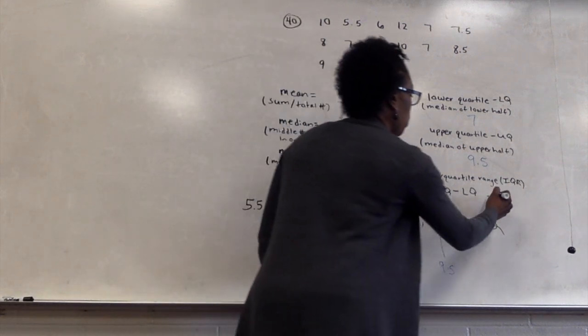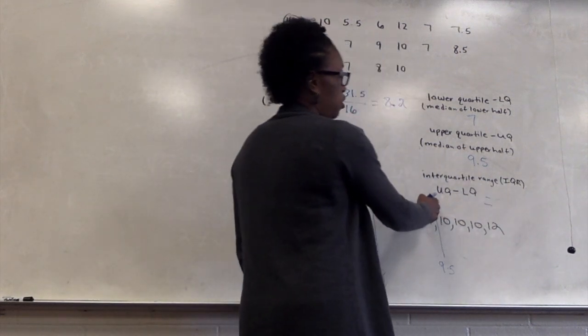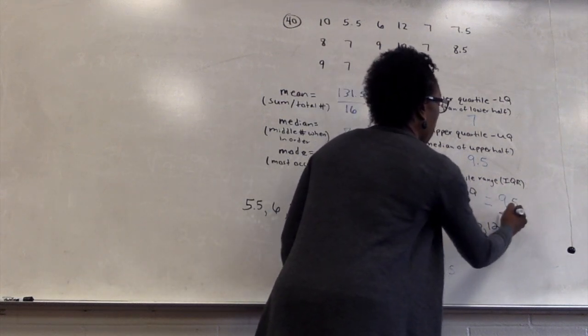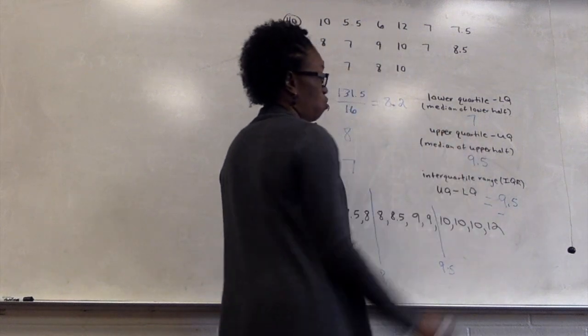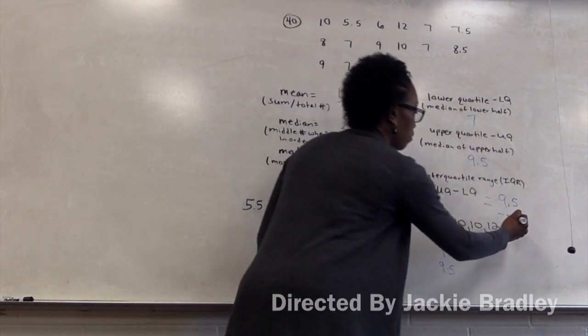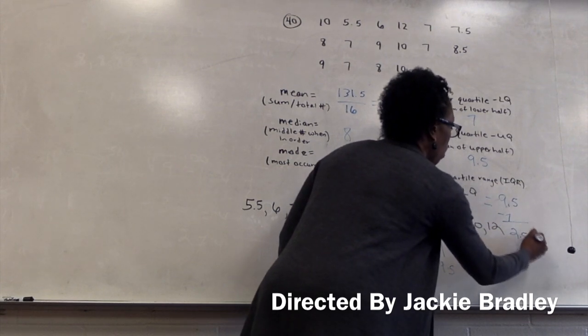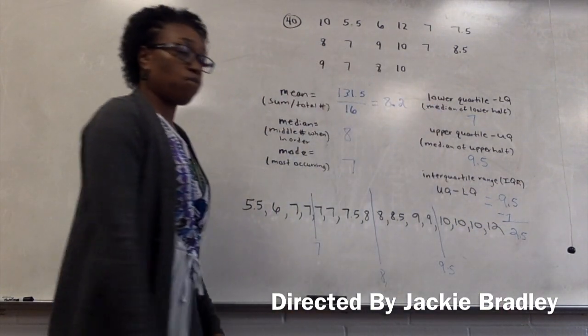So here I'm going to do the upper quartile is 9.5 minus the lower quartile, which is 7, and I get 2.5 for my interquartile range.